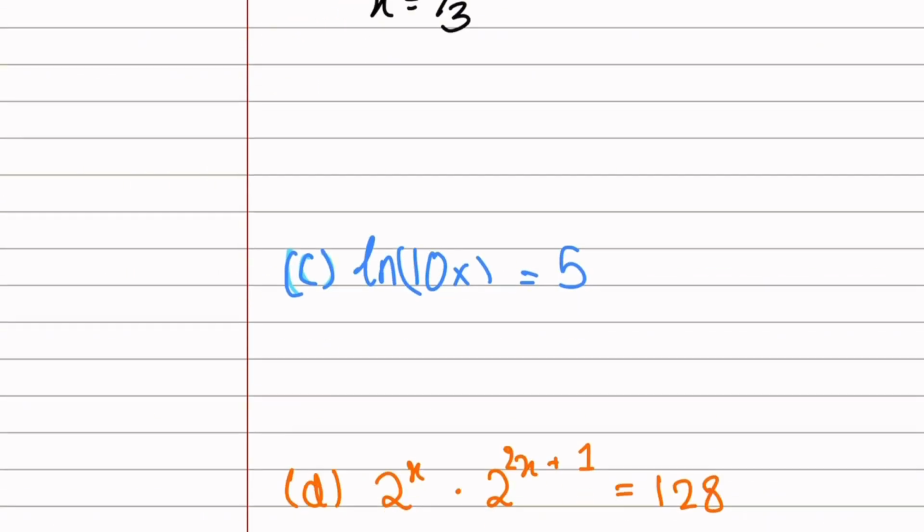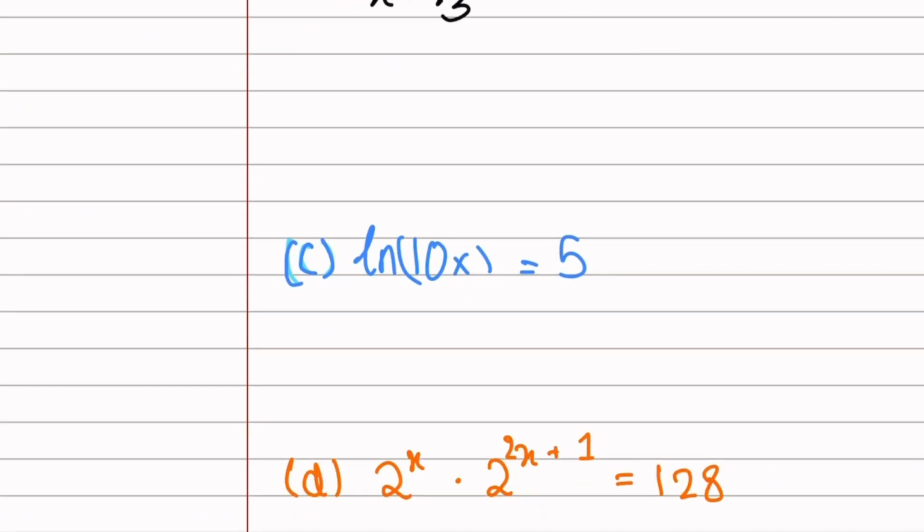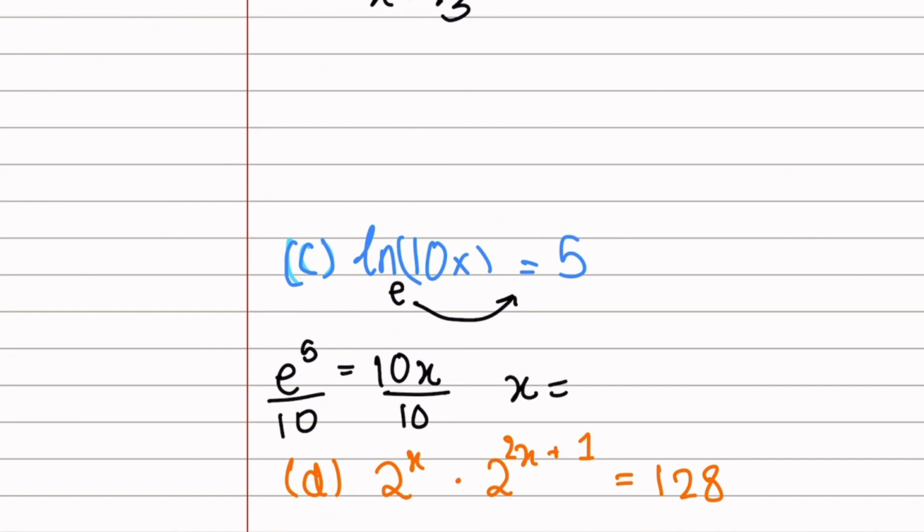Moving on, we have letter C. Ln of 10x is equal to 5. We understand the base here is e, but it's not written, therefore when you send this to the other side, it becomes e to the power of 5. That must equal to 10x. Divide by 10, divide by 10, and you should get x equals to e to the power of 5 divided by 10, which is 14.8.